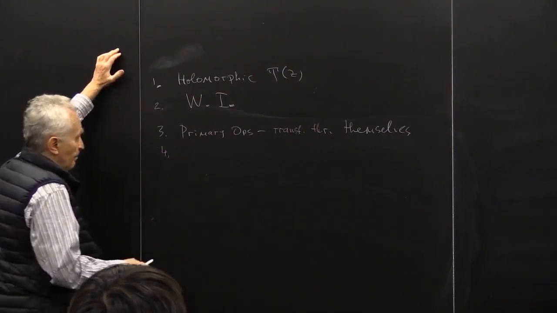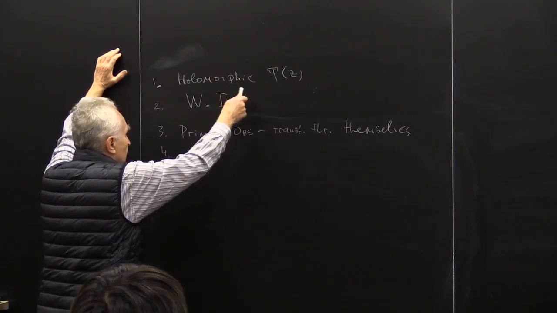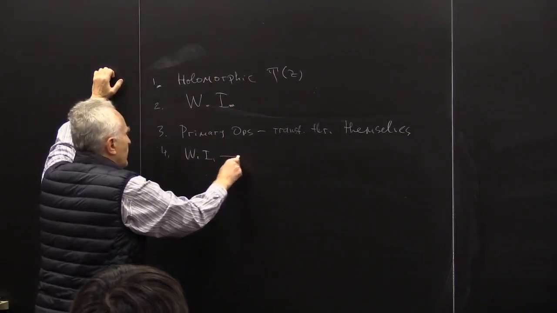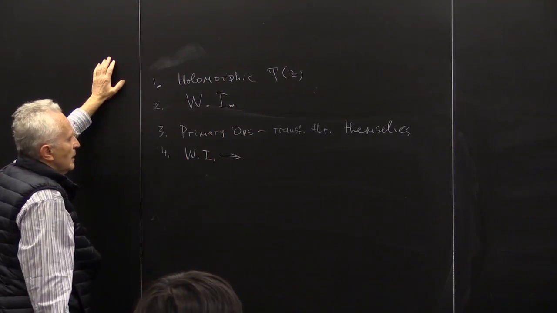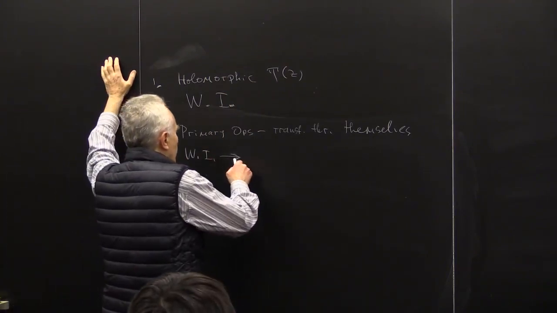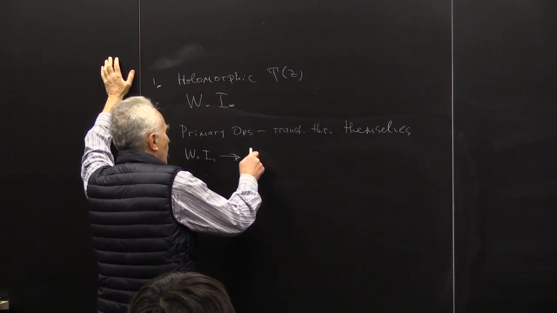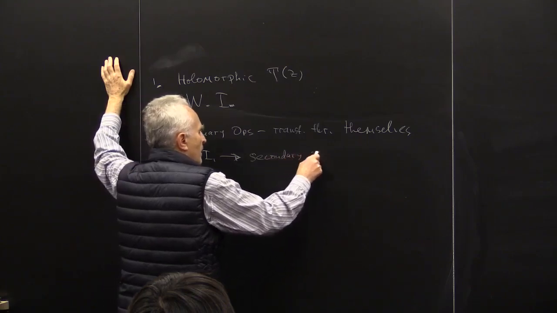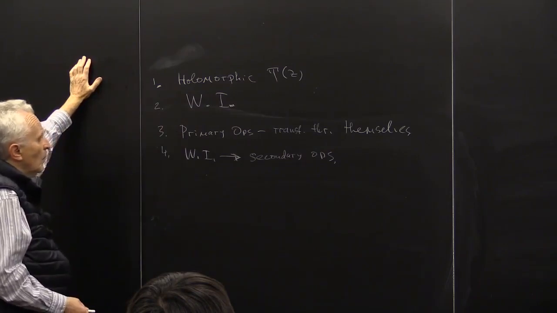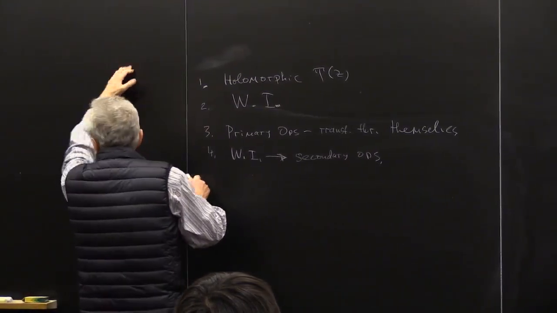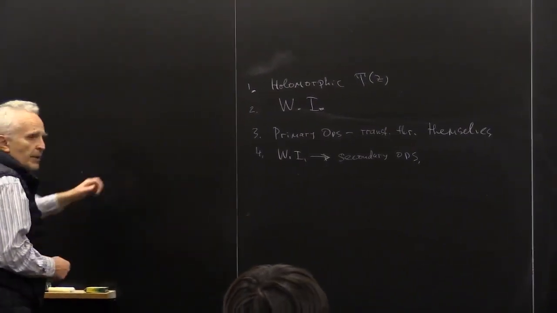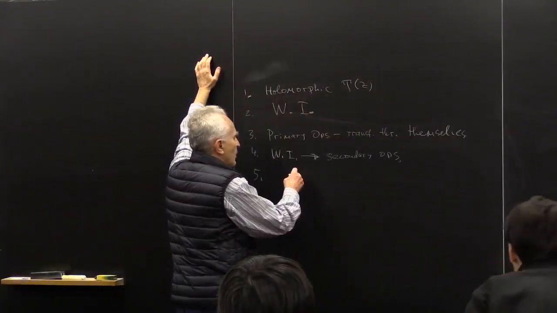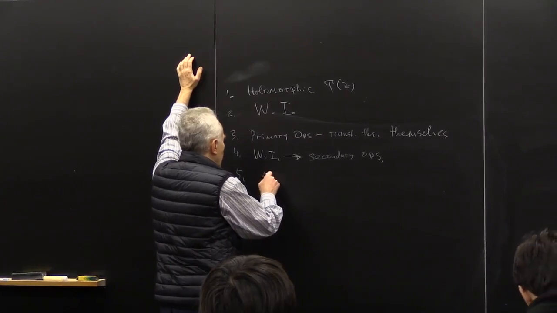We see that the general Ward identity implies the presence of many types of secondary operators. What else? Some combination of the secondary operators forms null vectors. We have degenerate primaries.